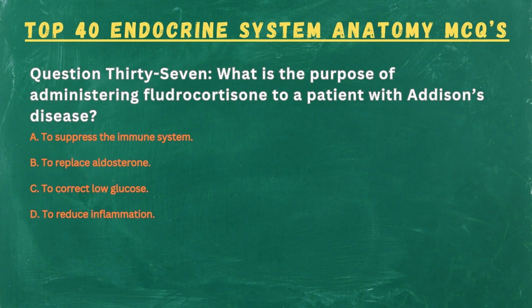Question 37. What is the purpose of administering fludrocortisone to a patient with Addison's disease? A. To suppress the immune system. B. To replace aldosterone. C. To correct low glucose. D. To reduce inflammation. Answer: B. To replace aldosterone.